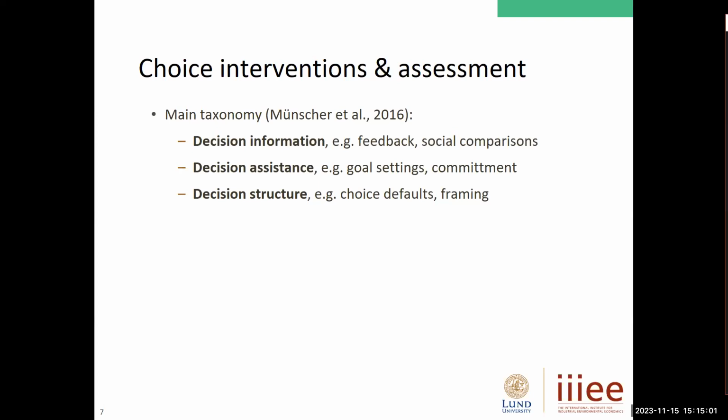The second category relates to decision assistance. These are interventions that aim to further support energy users so they can follow through their intended actions or intended choices, you might say. And the final category is decision structure. So these are choice interventions that cover the arrangement or preparation of energy use choices, and of course, related decision-making formats. And here we find choice defaults or framing type of interventions. Again, in the second part of my presentation, I will provide a number of examples related to that.